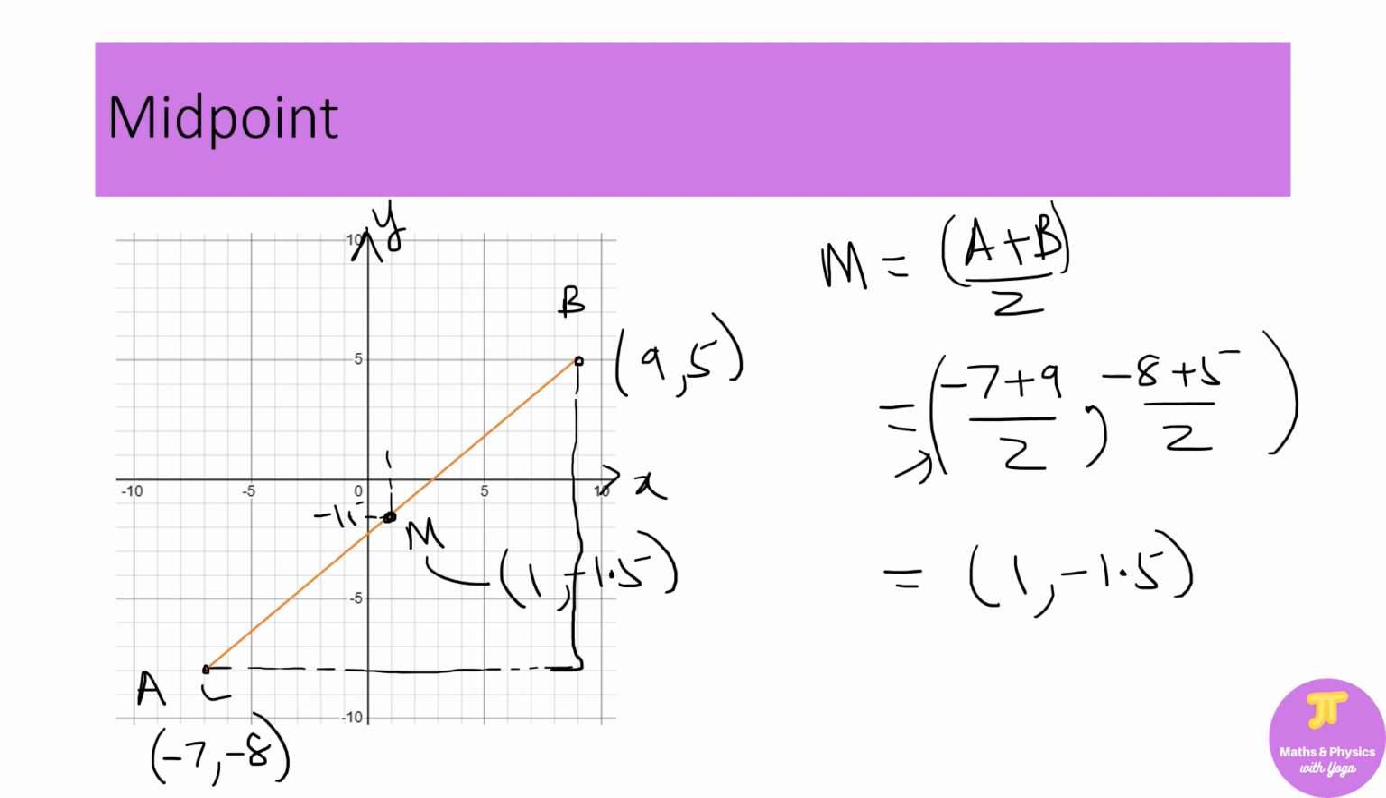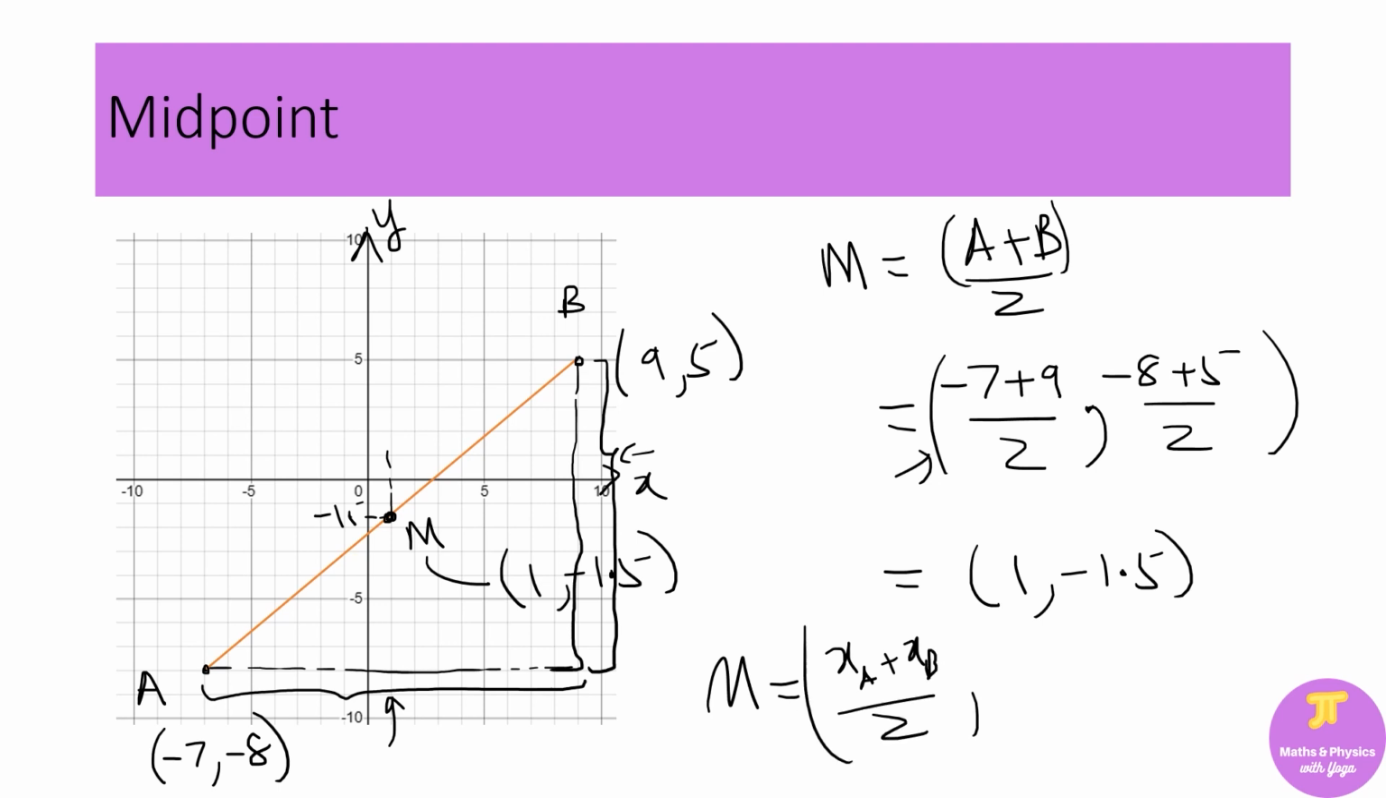You know why we found the average by adding and dividing by 2? Because what we are trying to find is the halfway point of this line. So if you want to find the midpoint of a line segment, all you need to do is add and divide. If you formalize this, it is (XA plus XB divided by 2, YA plus YB divided by 2).